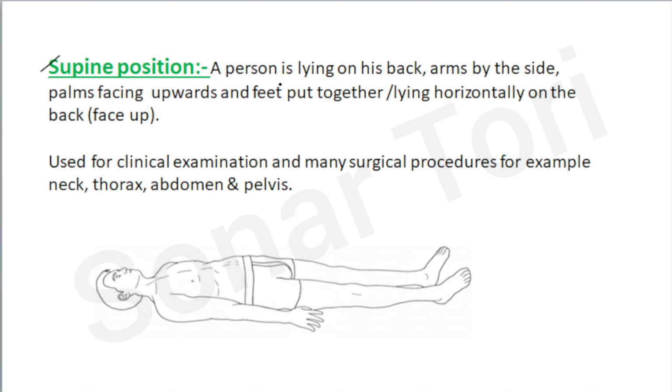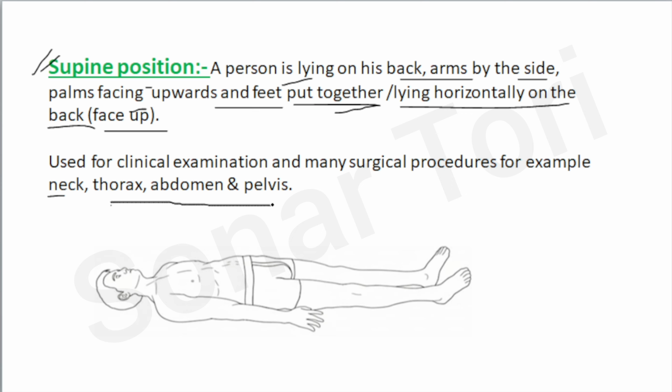When a person is lying on his back, arms by the side, palms facing upward and the feet together, this position is called the supine position. Or you can say when a person is lying horizontally on his back, or when a person's face is upward, it is called the supine position. This position is mainly used for clinical examination or many surgical procedures, for example of the neck, thorax, abdomen and pelvis.